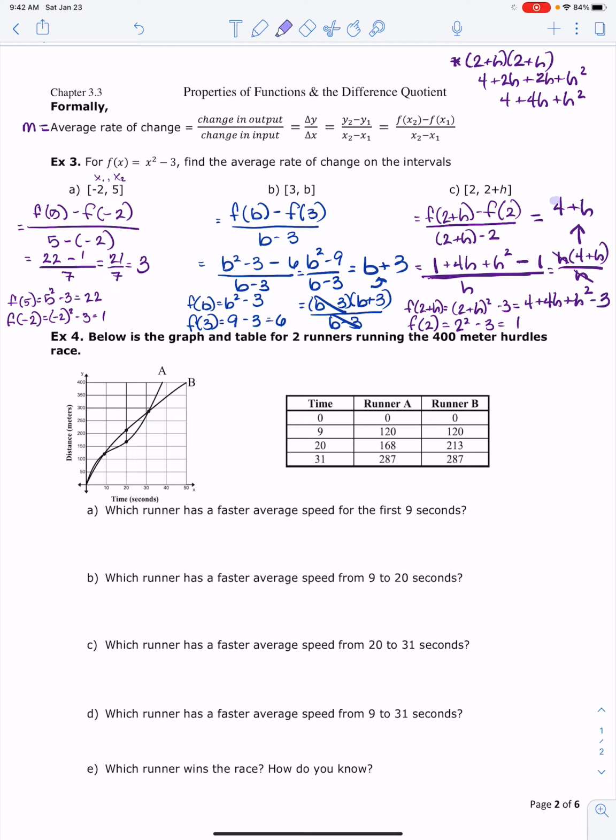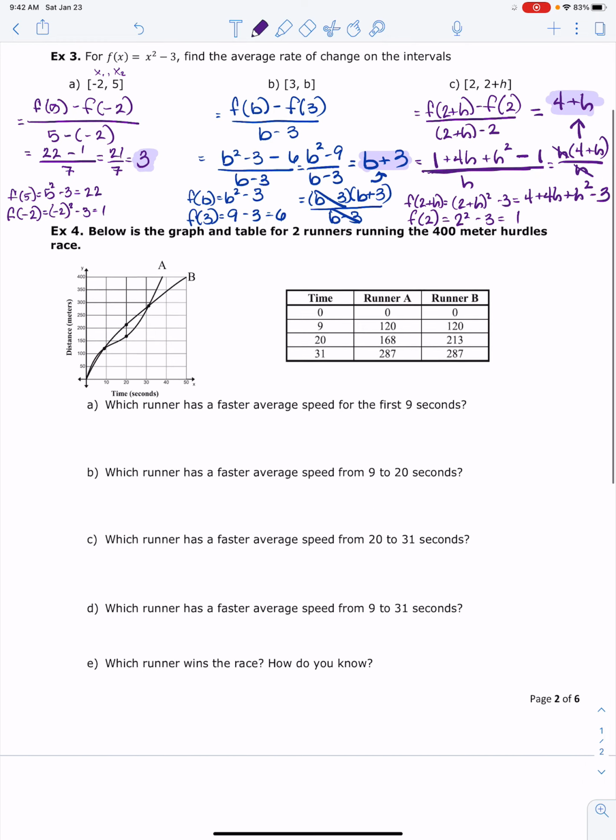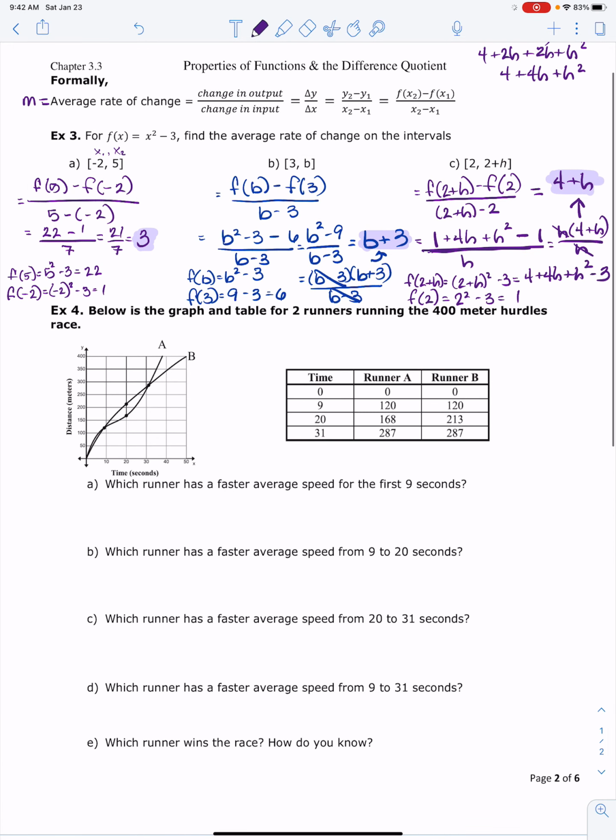Well, let me see if I can highlight answers here to accommodate for my writing way too big and not planning well. Example 4 gives us a graph and a table for 2 runners running a 400-meter hurdle race. And then we've got questions that we are answering for both of those.